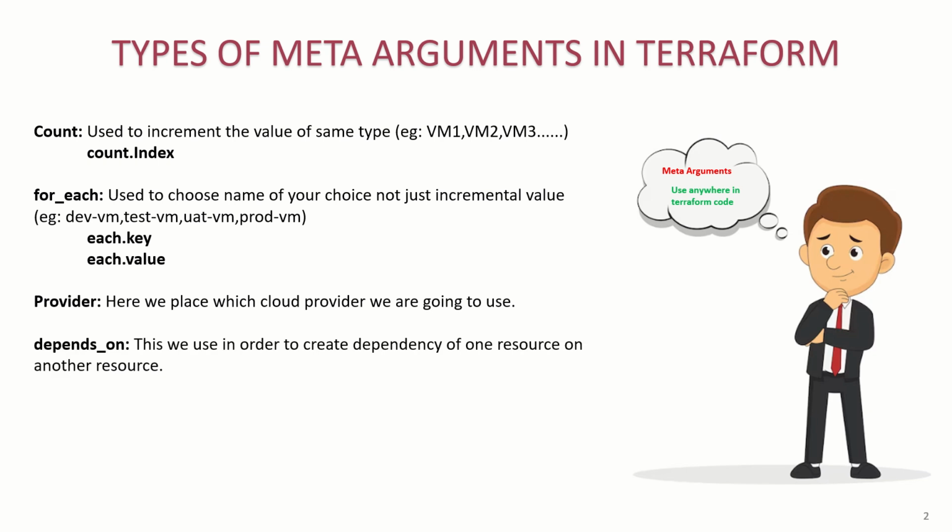The fourth meta argument, which we'll discuss in today's video, is depends_on. So why do we use depends_on? Suppose we want to create a dependency of one resource on another resource, then we need to use the depends_on meta argument. Where is it required? Suppose you are creating any resource that has a dependency. Just like in Azure, when we create any resource, firstly we need to create a resource group.